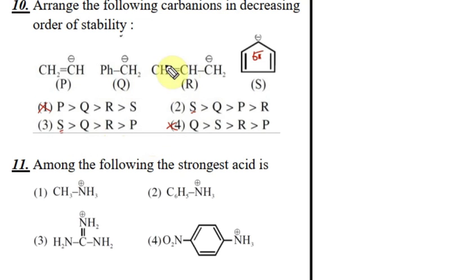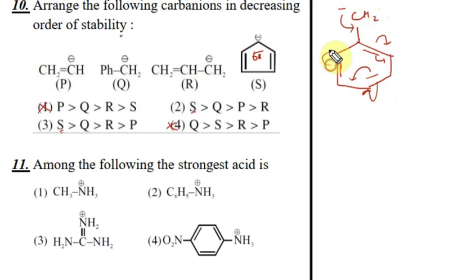Whenever you have a phenyl ring, we saw this example just some time before. Let me draw this. CH2 minus, the minus can come here, this can go here, or this can go here, or this can go here. So extended conjugation. So my S is greater than Q. Not useful yet. I need to do P and R.